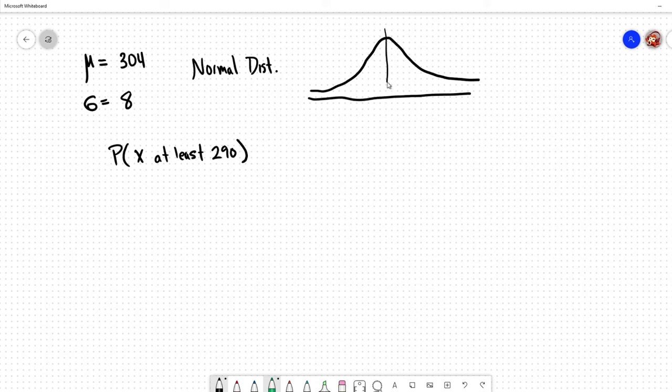Okay, it doesn't have to be picture perfect, but just something to kind of guide you. And I always like to mark, here's the mean, which we know is 304. So 290 obviously would be somewhere back here. So at least 290, meaning 290 or bigger. That's what that means. So that's what I want to shade in my graph. So I want to come over here and go, okay, I'm looking for this.